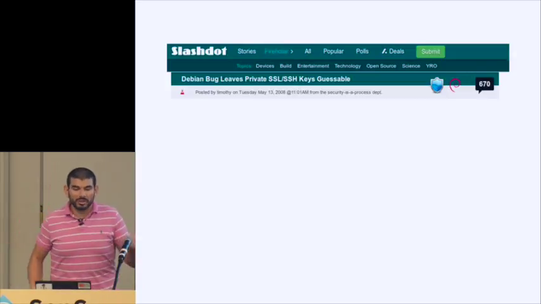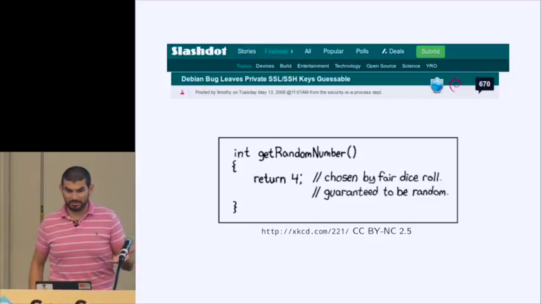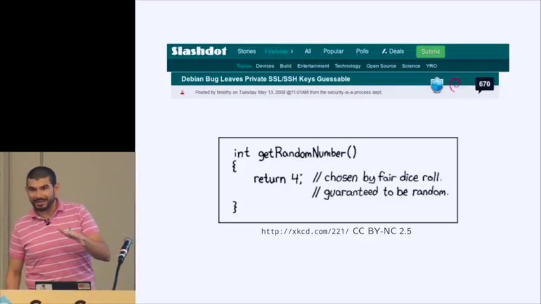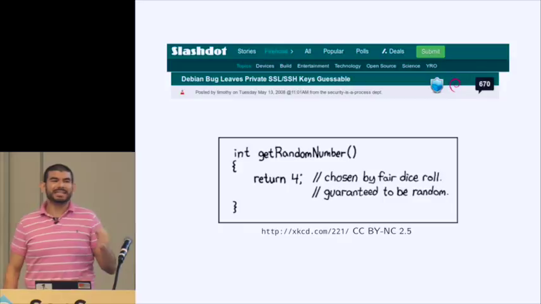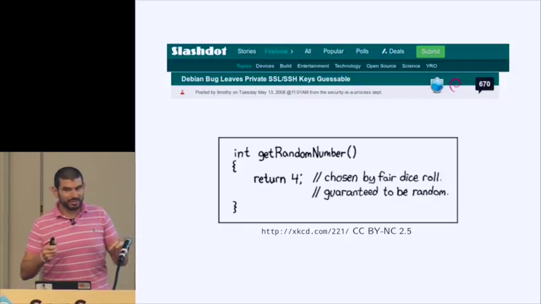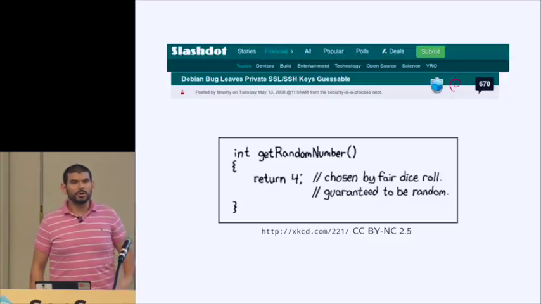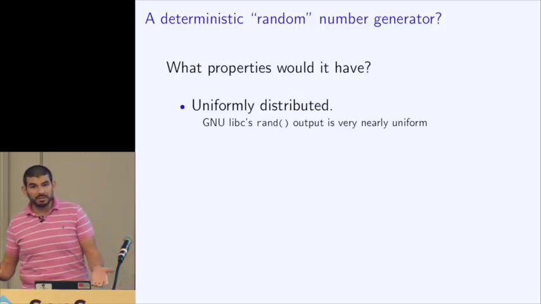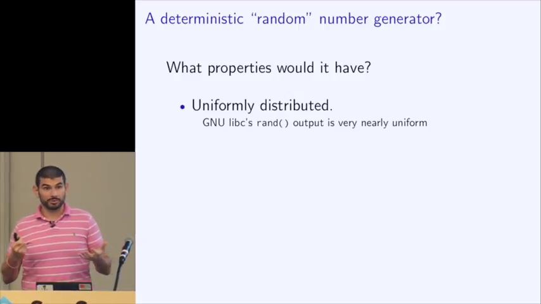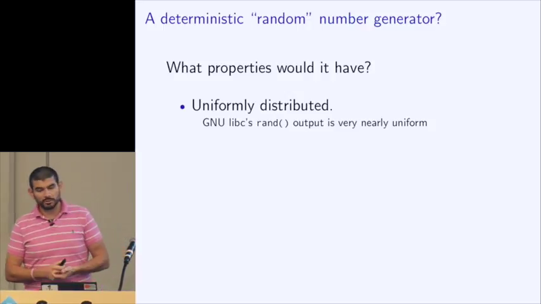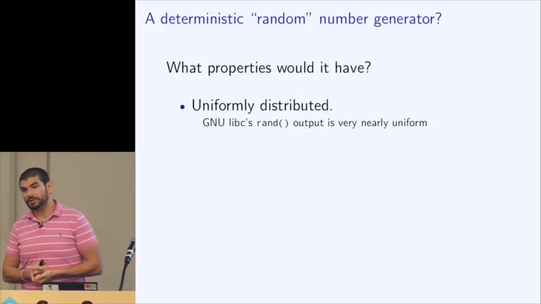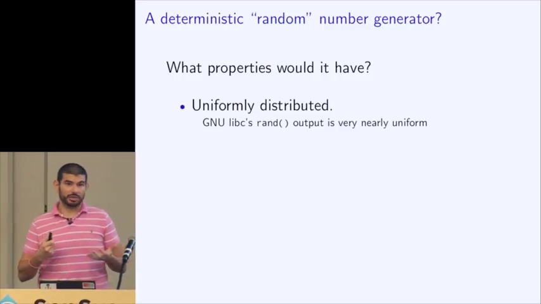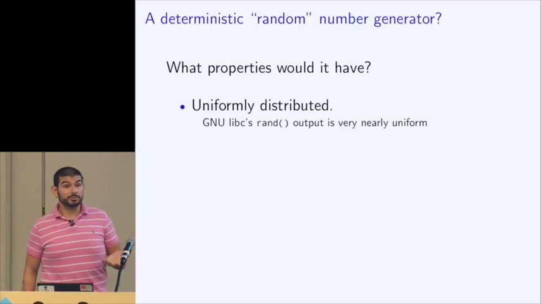So, okay, clearly bad randomness is bad, but what is good randomness? Well, Randall Munroe's definition of good randomness probably is not the definition we want. But let's not give up yet on determinism as a way of getting, well, at least pseudo-randomness. If we were going to build a pseudo-random number generator, what properties would we need it to have? Well, one thing that seems useful is we want the output to be uniformly distributed. As an example of a uniformly distributed pseudorandom number generator, consider the GNU libc's rand function.